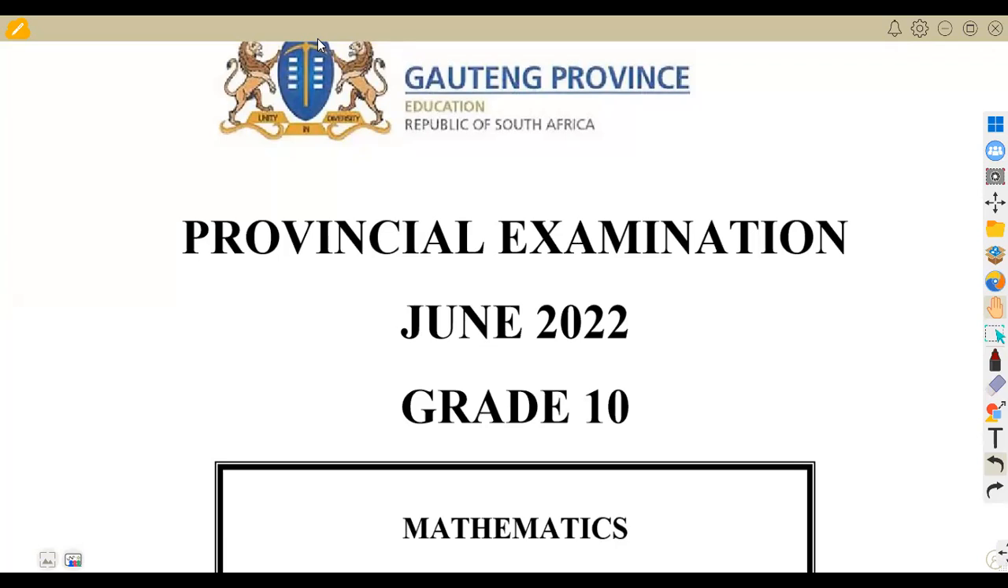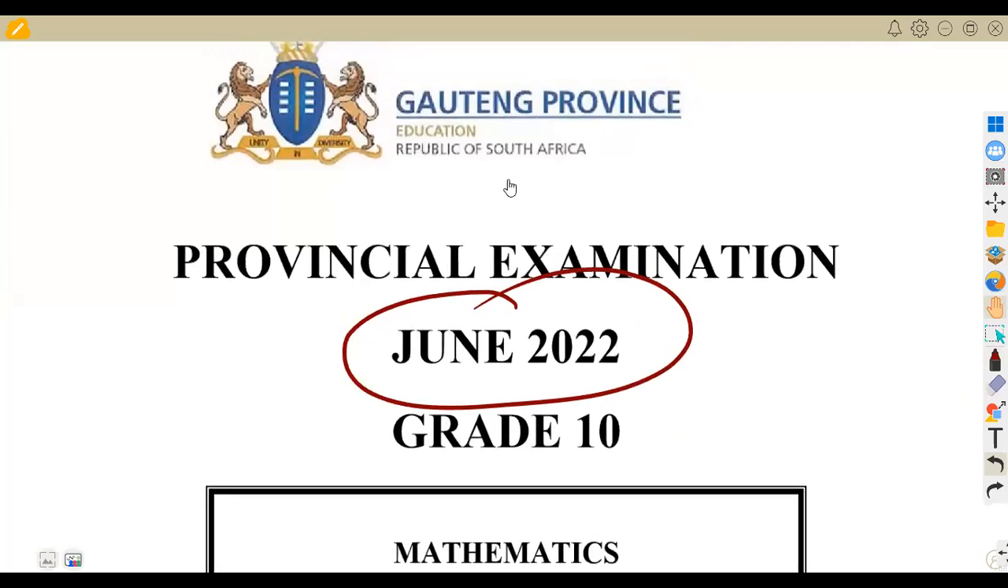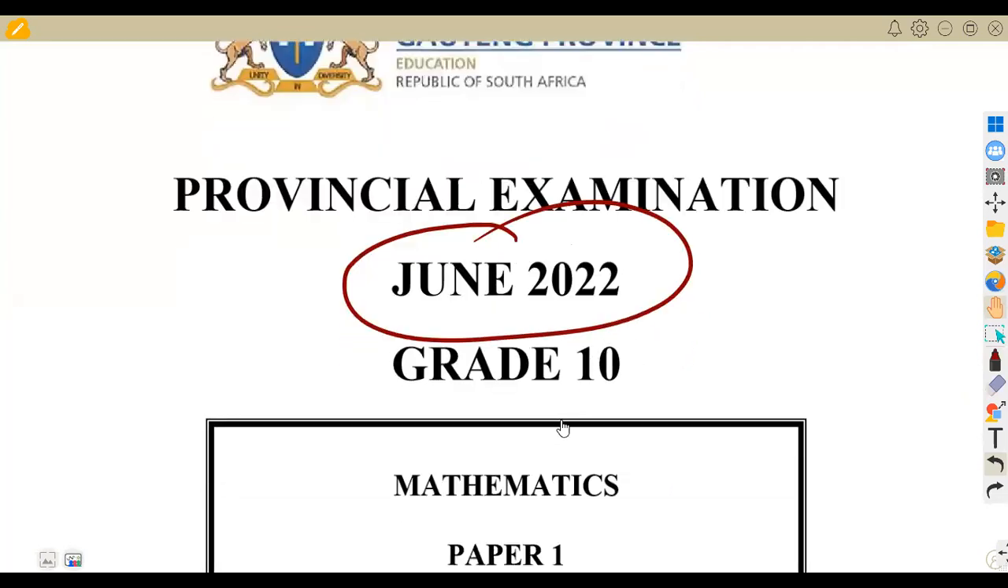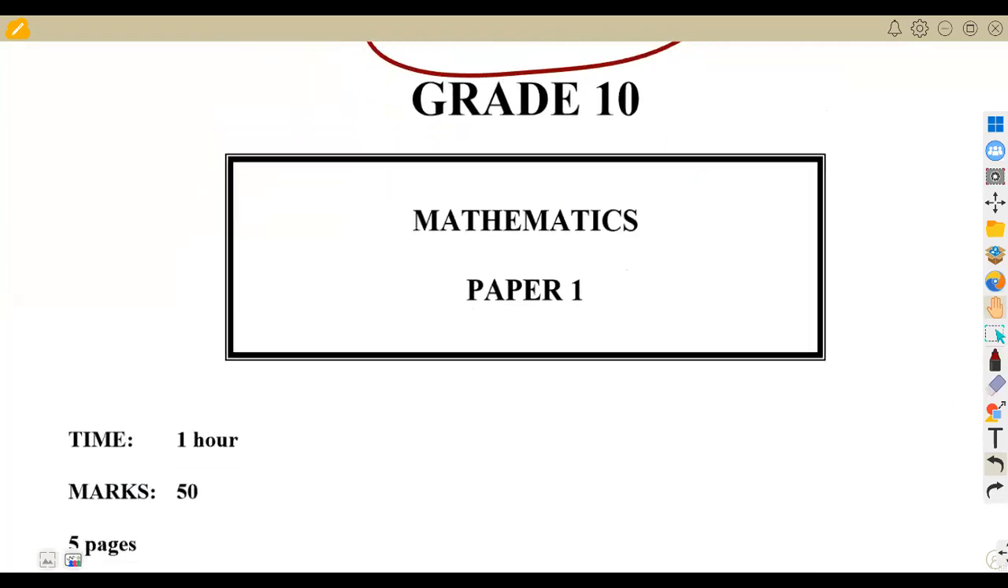This is very, very important in our revisions, as we have done a lot of topics and considered some of the revisions from past exam papers, like working as single questions for a certain topic. But now we want to consider the question paper of June 2022. That is the provincial examination from Gauteng province. That's Mathematics Paper 1, by the way.